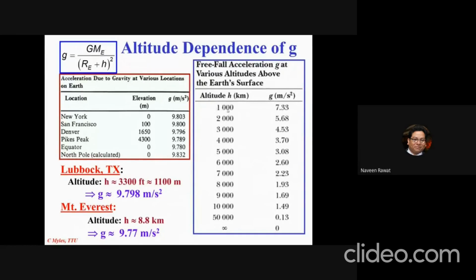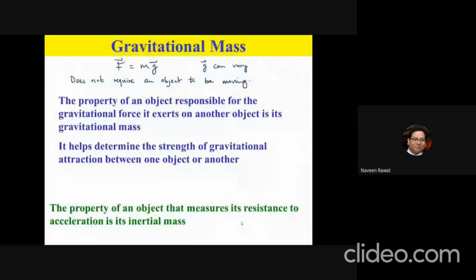Okay, the next topic that we want to talk about is gravitational mass. Until now we have looked at mass, but we have not thought that there might be more than one kind of mass. So there is the idea of gravitational mass, and there is the idea of inertial mass.